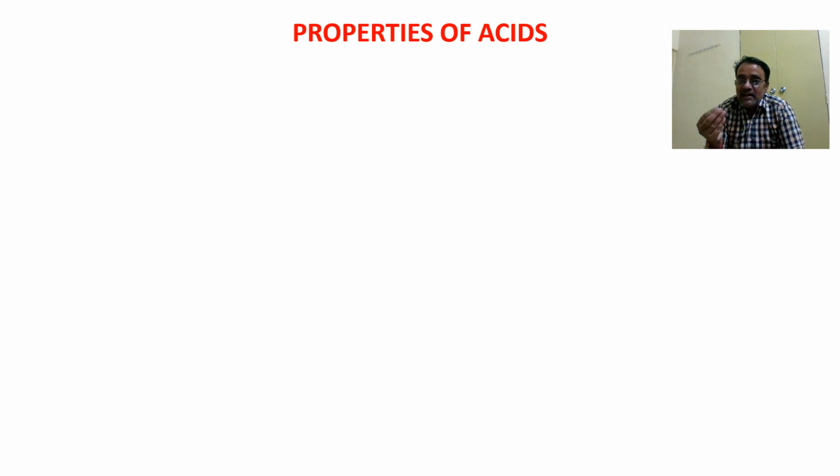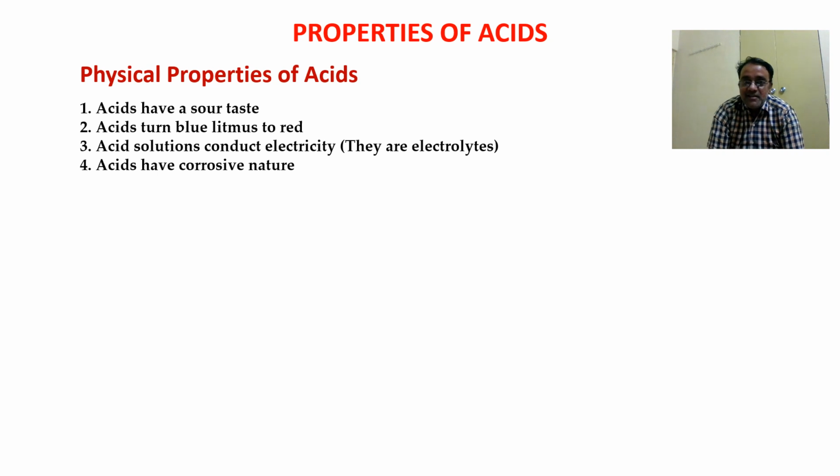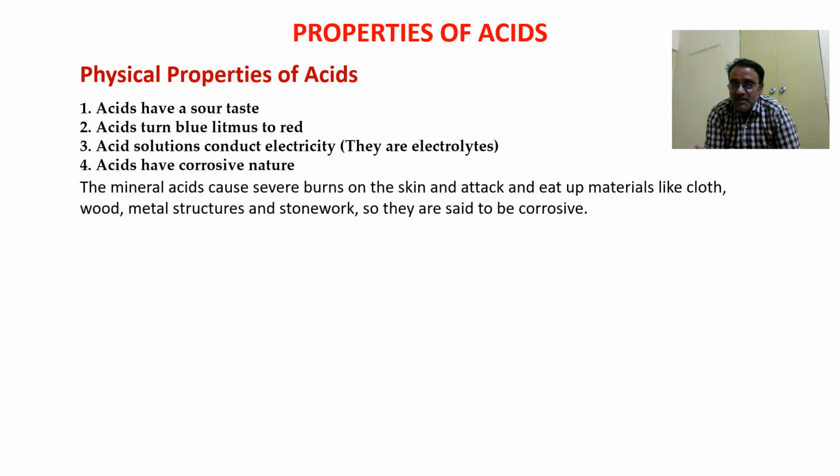Again, the acid solutions also conduct electricity. They are electrolytes. And one more very important property, that acids can also harm us, right? So that is also one of the physical properties, that acids have corrosive nature. Corrosive nature means the mineral acids cause severe burns on the skin and attack and eat up materials like cloth, wood, metal structures, and stonework. So they are said to be corrosive in nature. So these are the four physical properties of acids.